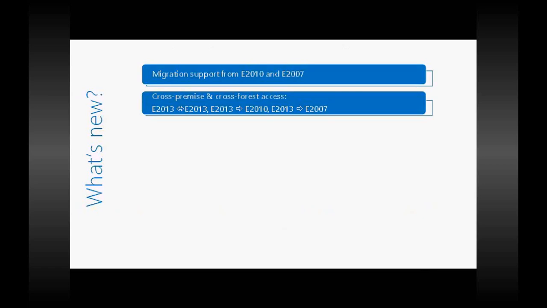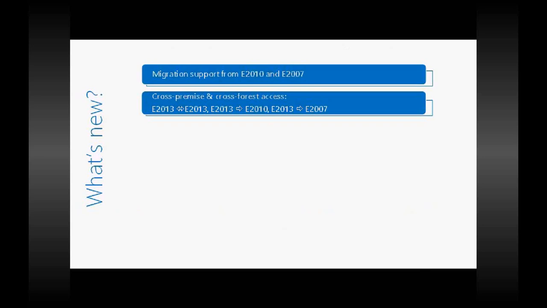So what's new with public folders? Well, quite a few things really. First of all, migration. We can migrate our public folders from 2010 or 2007. So we can move from Exchange 2010 or Exchange 2007 and bring our public folders into Exchange 2013. And we'll talk more about that a little bit later. We have cross-premise access, cross-forest access.